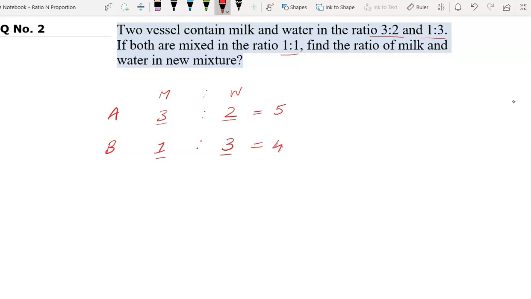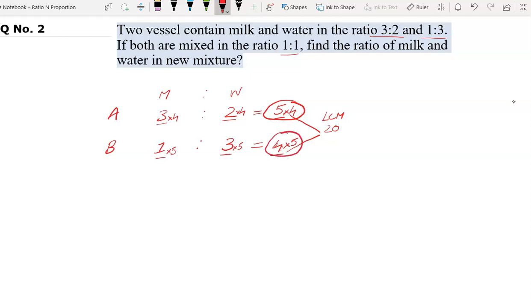Now we will take the LCM of 5 and 4. LCM is 20. Now we will divide 20 by 5. 5 4s are 20. So we will multiply 4 here, so we will multiply 4 here as well and 4 here. 4 5s are 20. So we'll multiply this by 5 and this also by 5. Now you see, we see here that our 5 4s are 20 and 4 5s are 20.